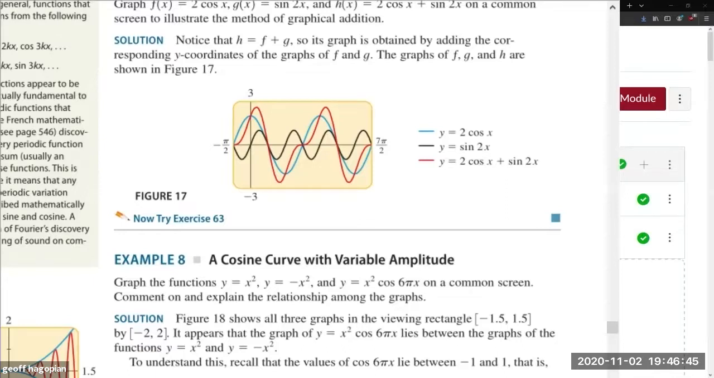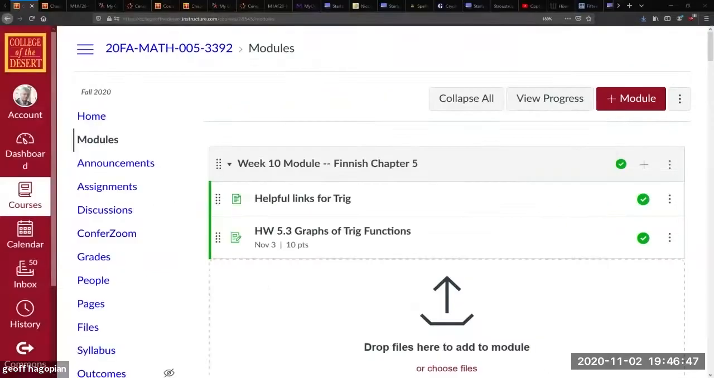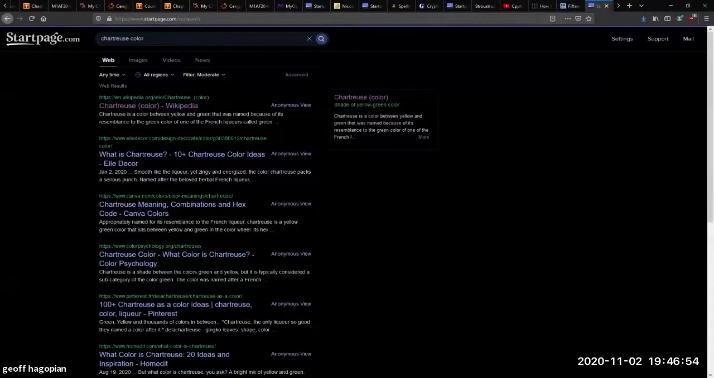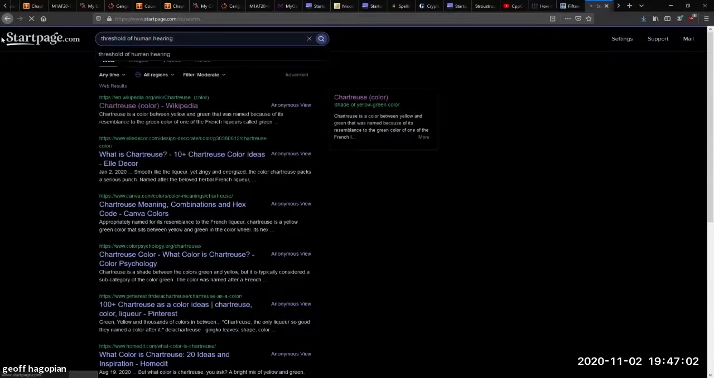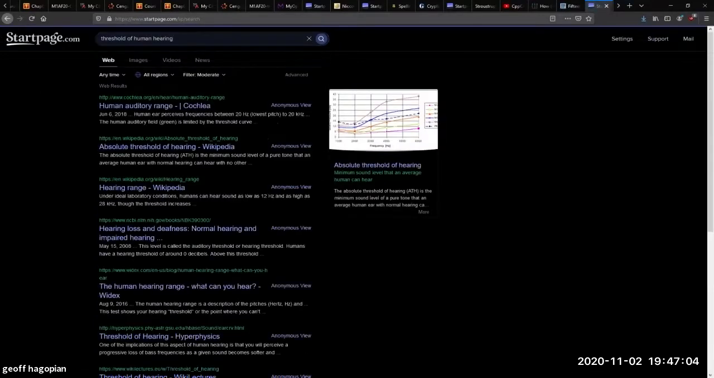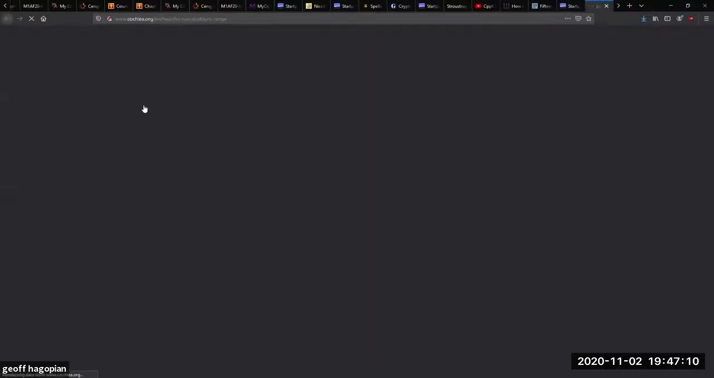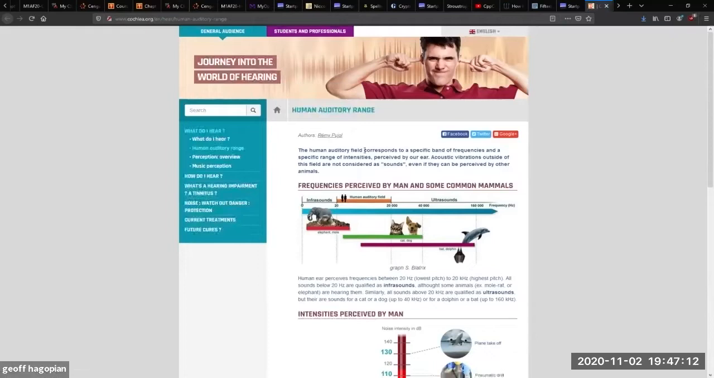Okay, so I'm going to close our Sumatra and go to display capture. Okay, so we're here, and I'm going to put in threshold of human hearing. Human auditory, there's a group called cochlea.org. Okay, I'll just go to the first one. It seems reasonable. Human auditory range.